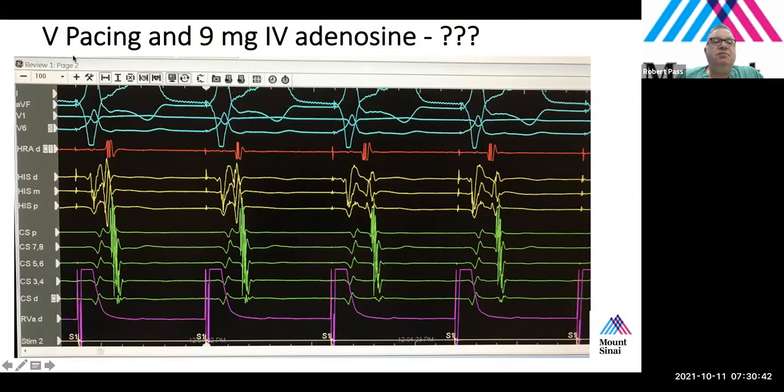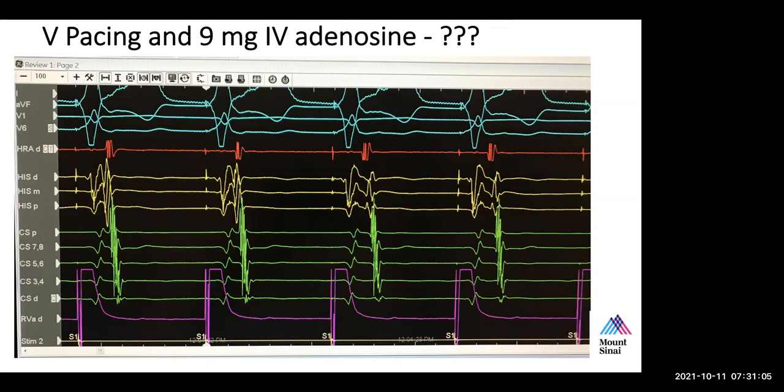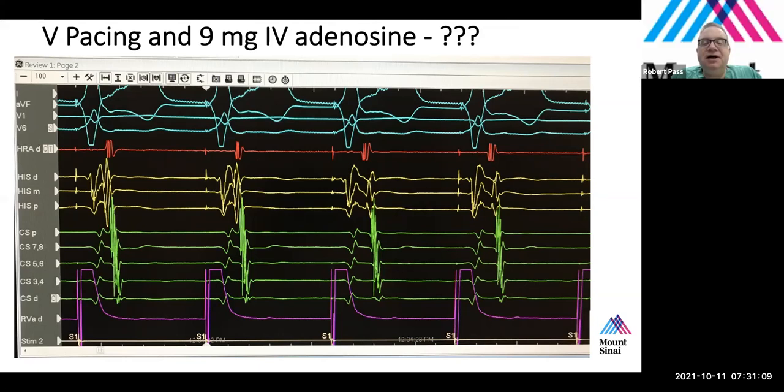This is a patient who is V-pacing with 9 milligrams of IV adenosine. And I'm going to go back to Dr. Bonsall, who was kind enough to answer this question before in a different patient. I'd like to ask her what she thinks is happening here. So here we don't have a VA block. That's true, we do not.